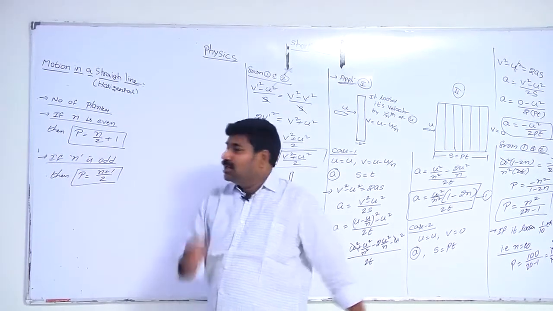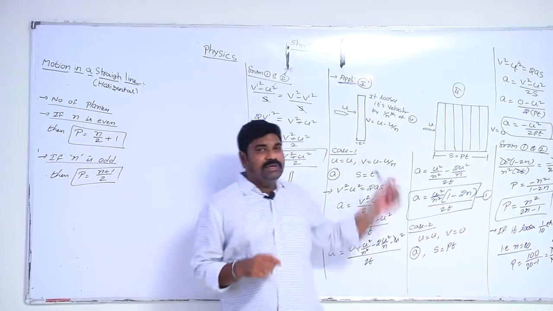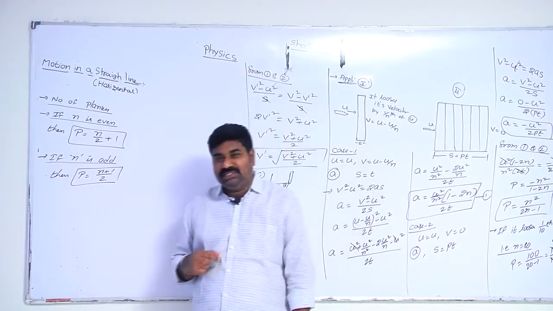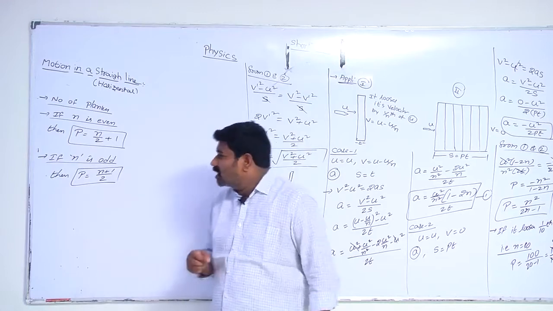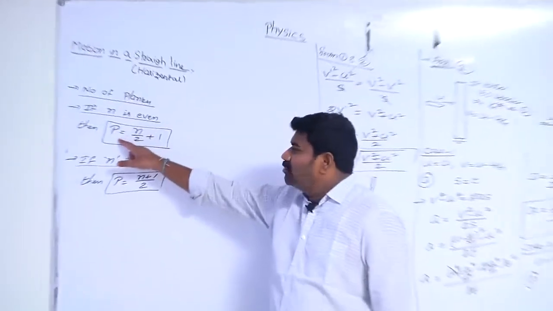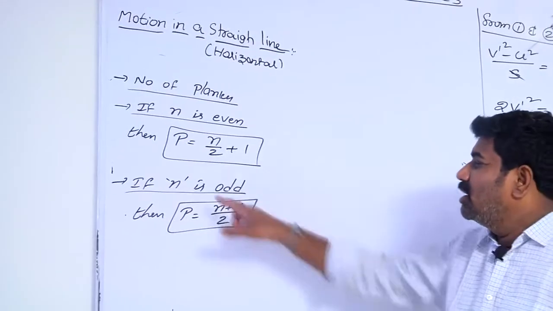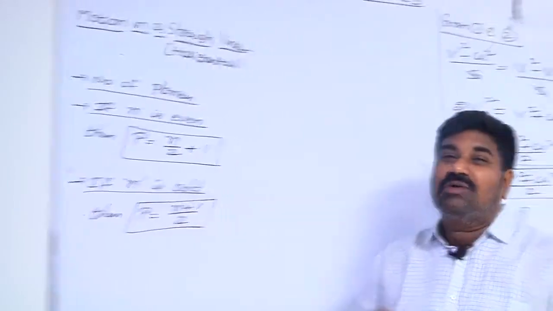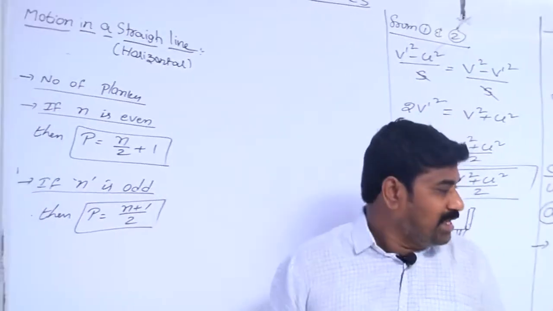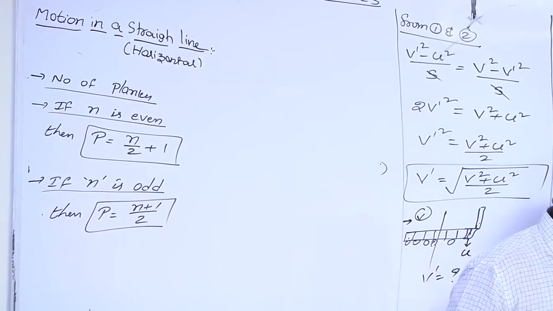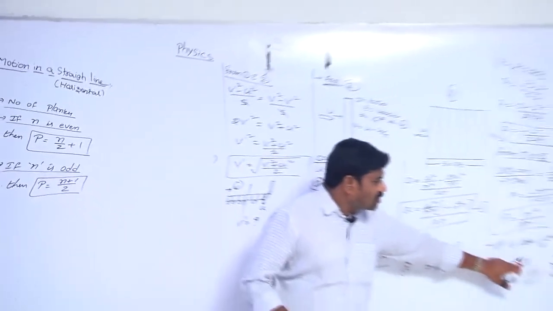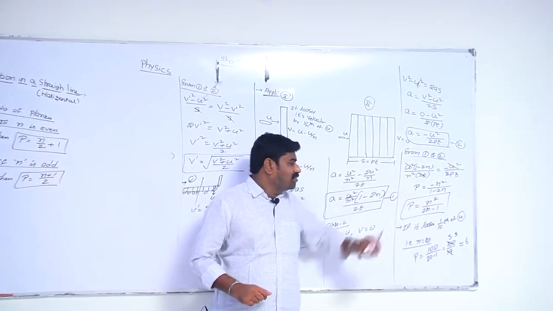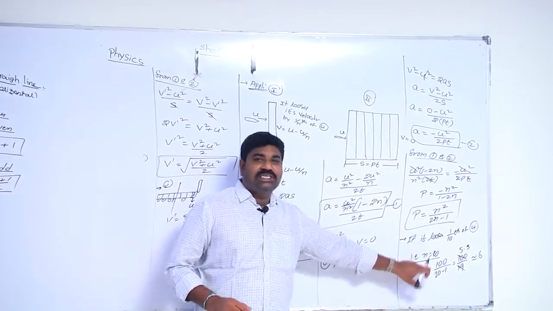So if after passing a single plank it loses 1/nth of its initial velocity, how many planks are required? If n is even, p is equal to n/2 plus 1. If n is odd, p is equal to (n plus 1)/2. For example, in the previous problem, it loses 1/10th of the initial velocity. That is, n is equal to 10.